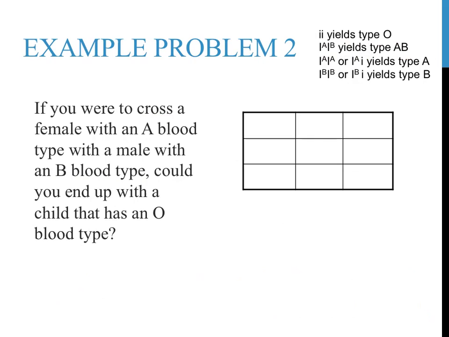The next practice problem reads, if you were to cross a female with an A blood type with a male that has a B blood type. Just like the previous practice problem, refer to your key to figure out what the first parent, a female with an A blood type, could have for her genotype. Unlike our previous examples where there was only one possible genotype, there are actually two here, which are capital I^A and lowercase i, or capital I^A, capital I^A.